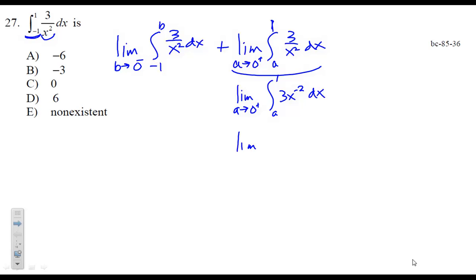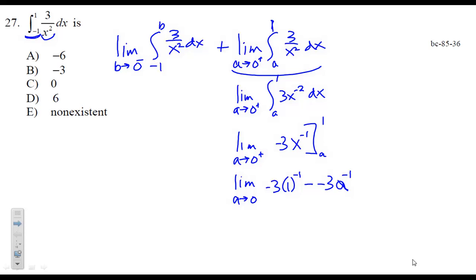The limit as a approaches 0 from the positive side, let's see, increase the power by 1, multiply by the reciprocal, and there's how we're going to evaluate that. And so that's going to be the limit as a approaches 0 of negative 3 times 1 to the negative 1 power, minus negative 3 a to the negative 1 power.